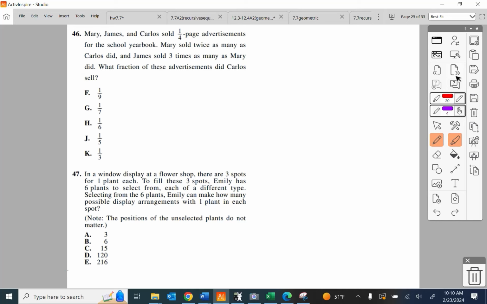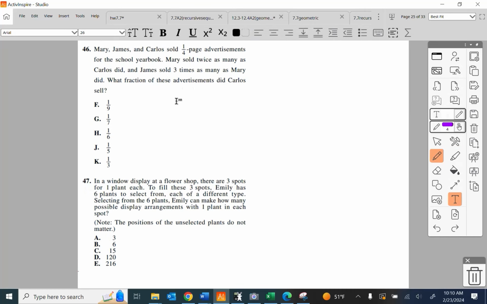Mary, James, and Carlos sold 1/4 page advertisements for the school yearbook. Mary sold twice as many as Carlos did, and James sold 3 times as many as Mary did. What fraction of these advertisements did Carlos sell? So Carlos was the smallest.